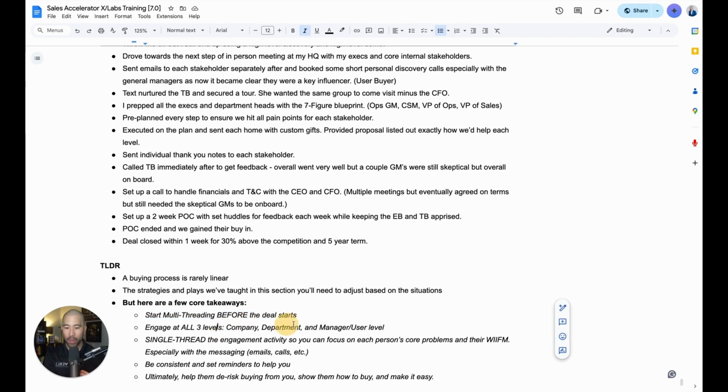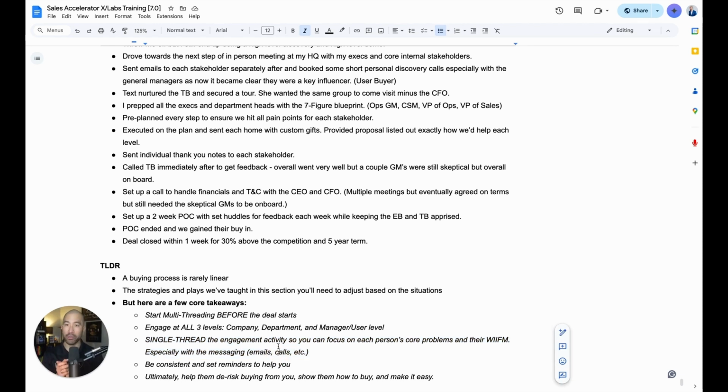Okay, you want to engage at all 3 levels. That's the company level, department level, and manager user level. It's really important, right? Because every deal can vary quite a bit depending on how many of each one, but you want to have an idea. You want a single thread engagement activity. Okay, so this way, when you reach out to them, you can focus on each person's core problems with them, especially with messaging, emails, calls, etc.